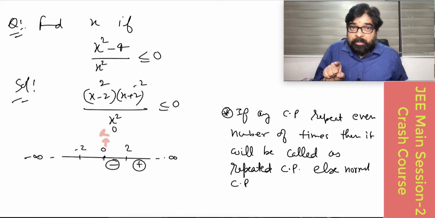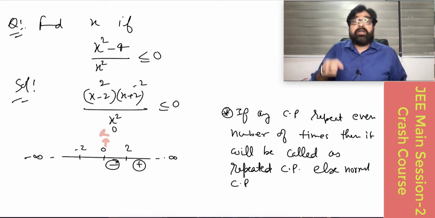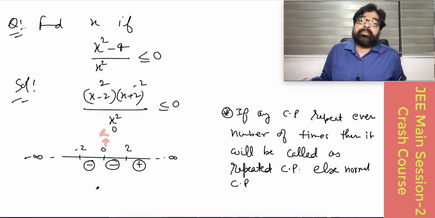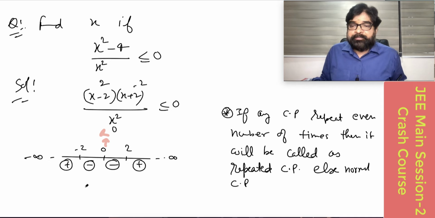Now, 0 is not a normal critical point. It's a repeated one, so the sign will also repeat. Minus. Have you understood? Minus here to minus here, and now this is the normal critical point, so to plus here.